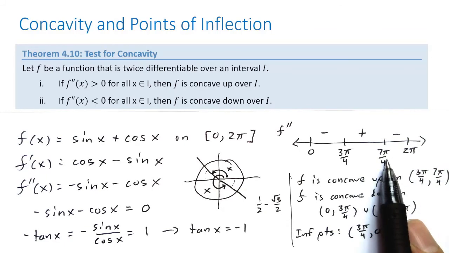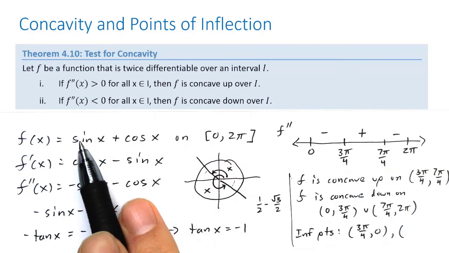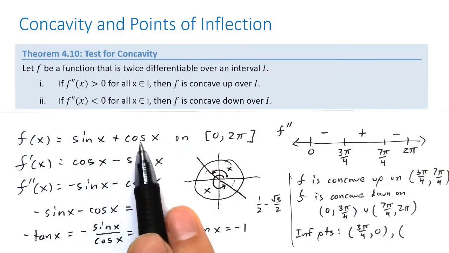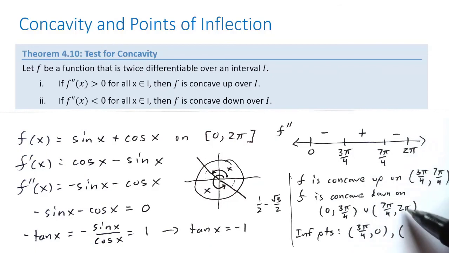And what about 7 pi over 4? Well, sine of 7 pi over 4 is negative root 2 over 2. Cosine of 7 pi over 4 is positive root 2 over 2. So again, when you add these, you get 0. So there we have our answers.